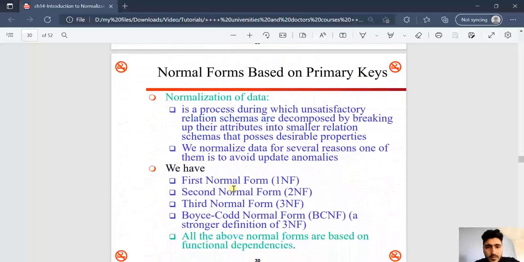So in the next video we'll talk about the normal forms, which are 1NF, 2NF, 3NF, and BCNF. Stay tuned.